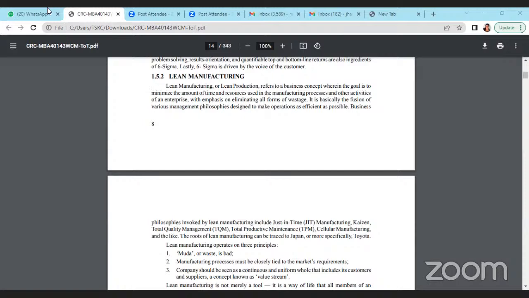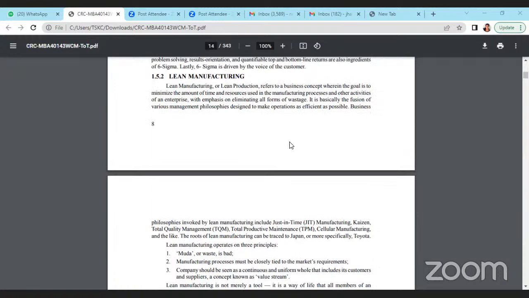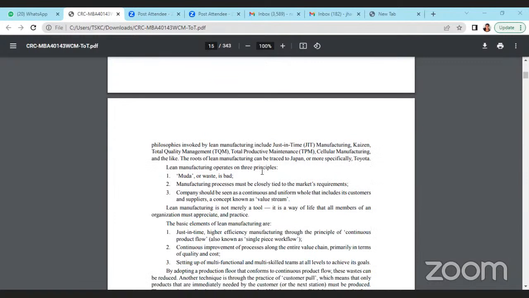It also emphasizes the elimination of all forms of wastage. And mostly it is the fusion of various management philosophies that are designed to work effectively and efficiently. Business policies invoked by lean manufacturing include just-in-time manufacturing, Kaizen, total quality management, total productive maintenance, cellular manufacturing, and the like. The roots of lean manufacturing can be traced to Japan, or more specifically Toyota.